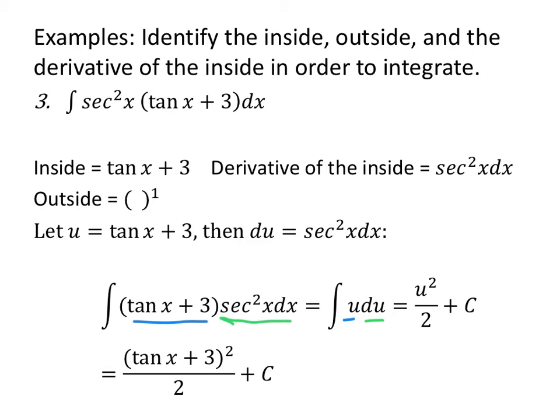The antiderivative of u is u squared over 2 plus c. Replace our u to go back to our x variable. I'll have tangent of x plus 3, the quantity squared, all over 2 plus c.